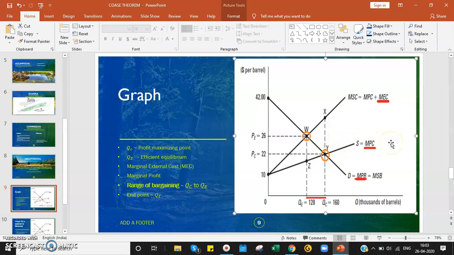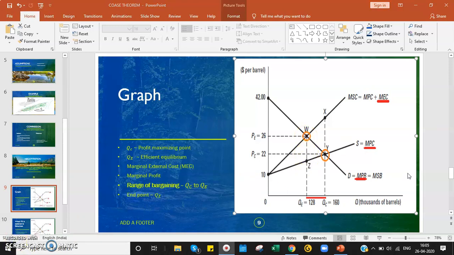Another terminology which is not explicitly mentioned in the graph is marginal profit. Now marginal profit is the difference between marginal private cost and marginal private benefit. So at QC, marginal profit is 0, and at QE, marginal profit is the difference between Y and Z.